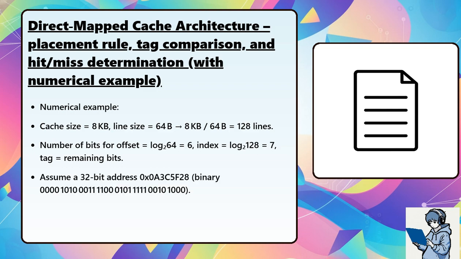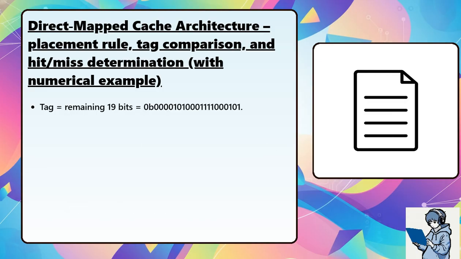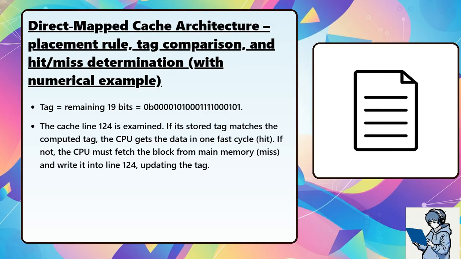Assume a 32-bit address 0x03C5F28, binary 0010010100101111100010001000. Offset equals lower 6 bits, which is binary 101000, hex 0x28. Index equals next 7 bits, which is binary 111110, decimal 124. Tag equals the remaining 19 bits, which is binary 000010111110000101.